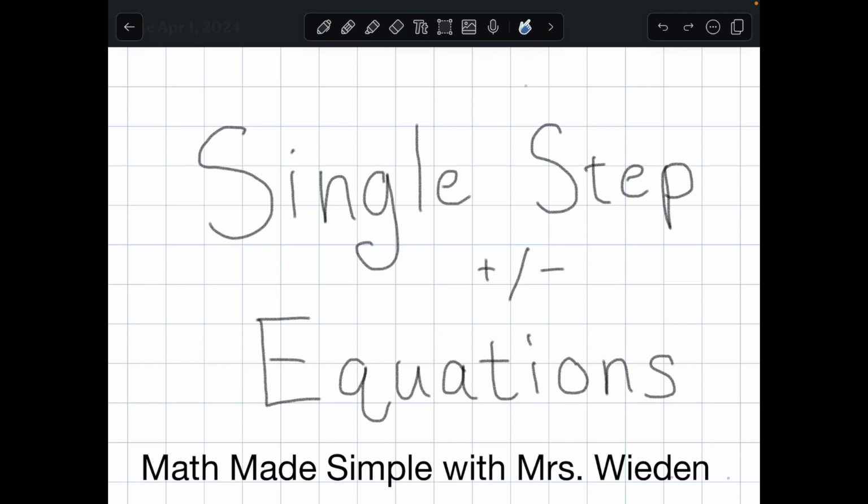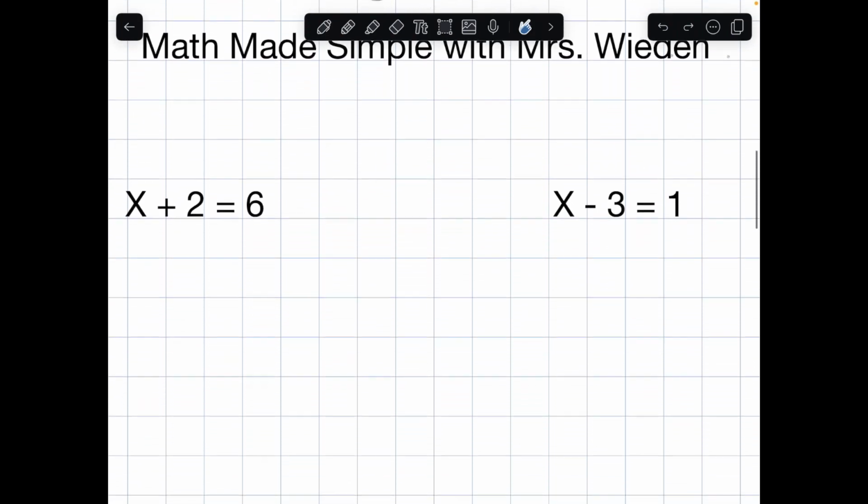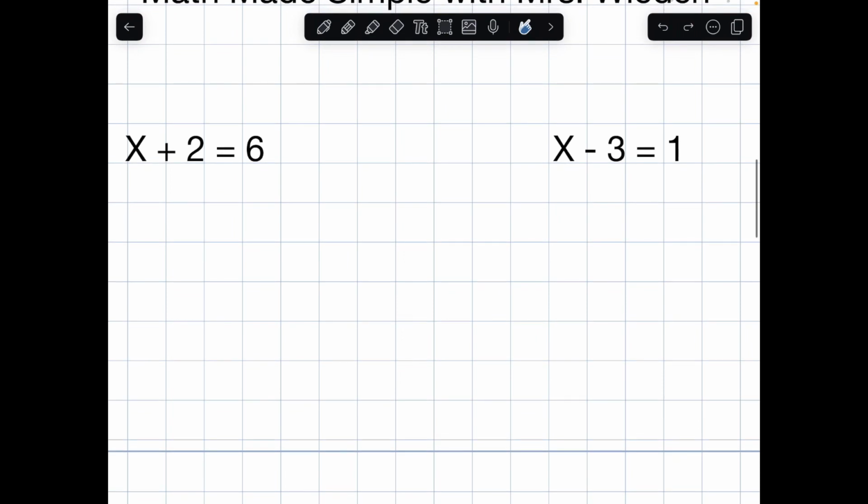Today I'm looking at single-step equations dealing with positives and negatives, so plus and minus. I have two equations here to give you an example of what I'm talking about. I have x plus 2 equals 6, and I have x minus 3 equals 1.